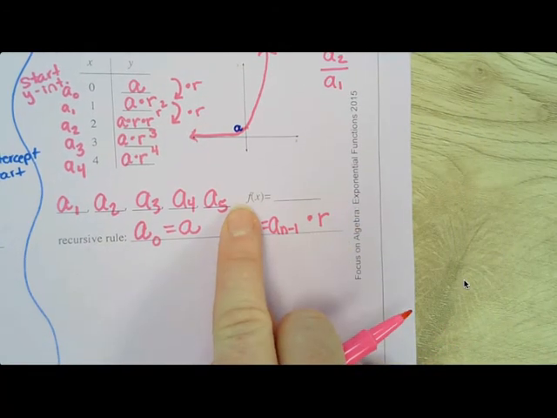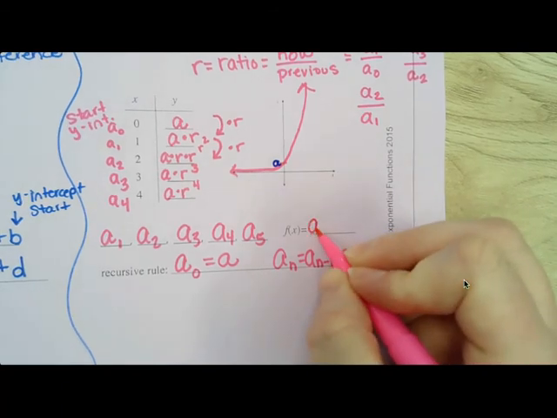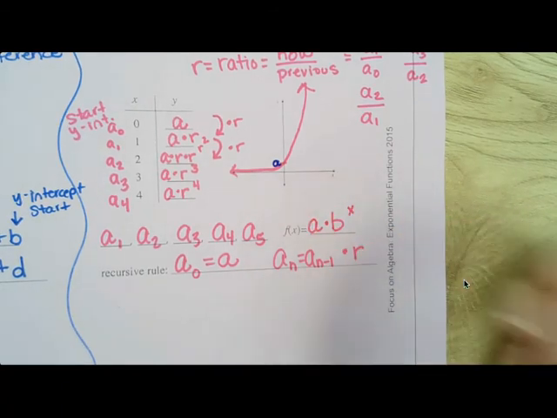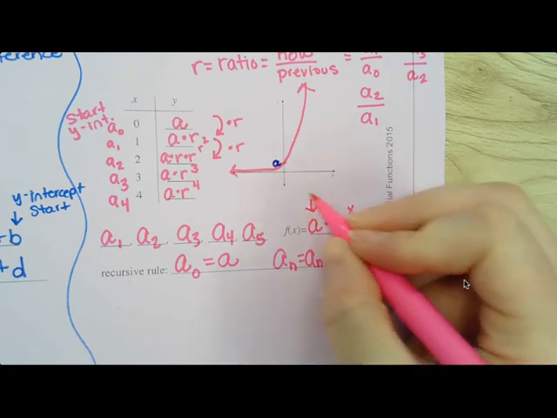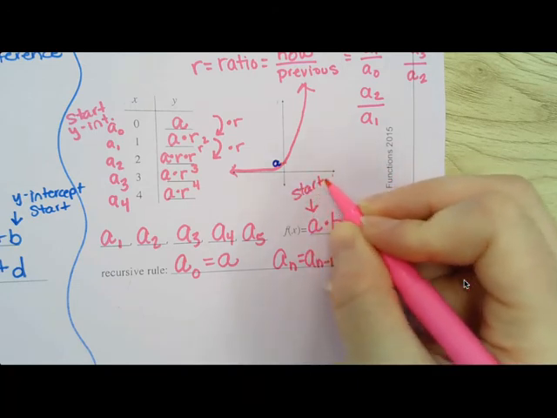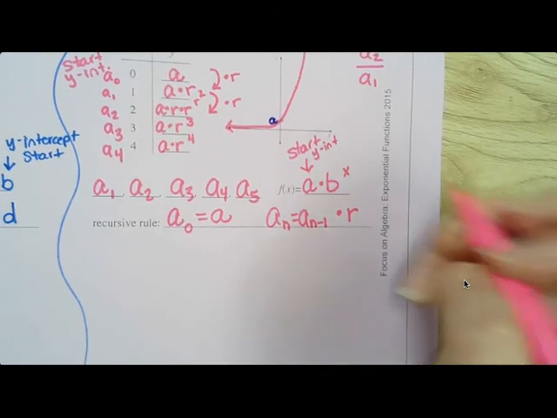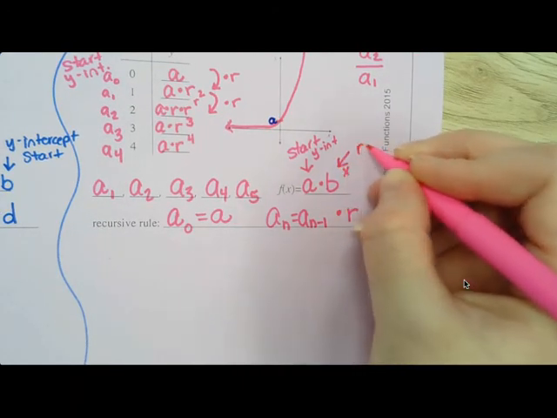And then the last thing is our function. We write this as A times B to the X, where A is your start or your y-intercept, and B is that rate or that ratio.